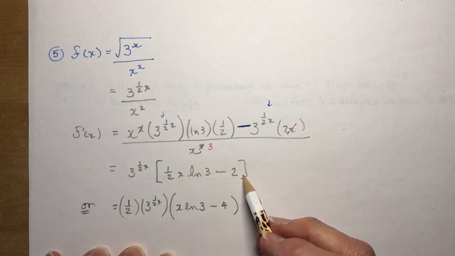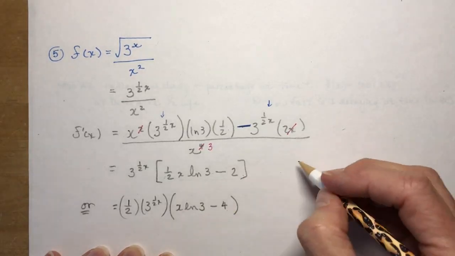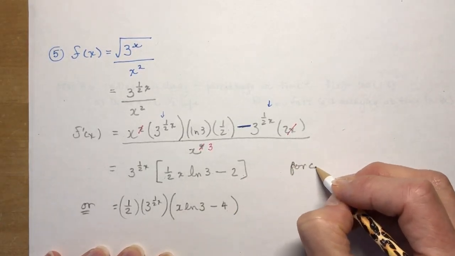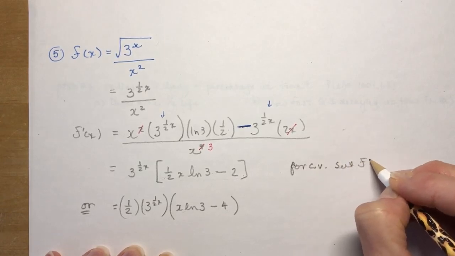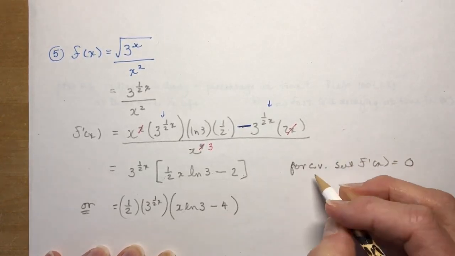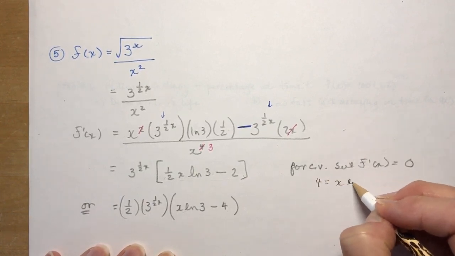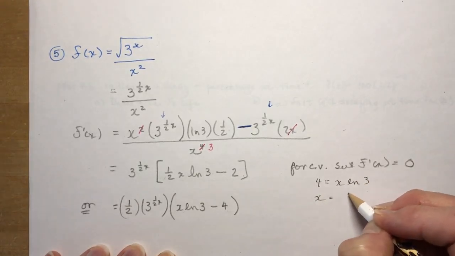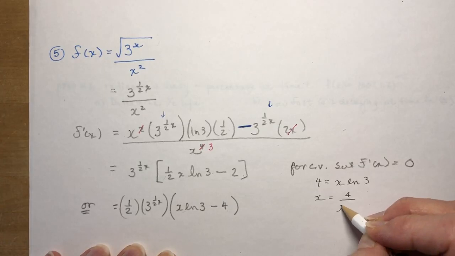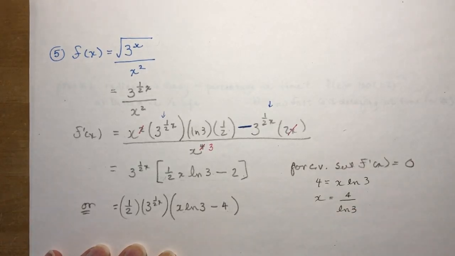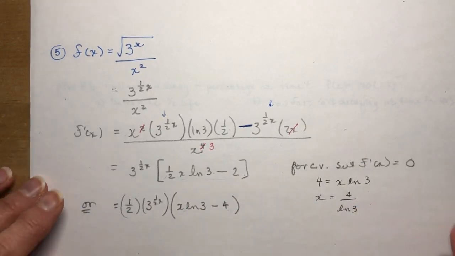If you didn't take that half out and you had to set this to 0, you would still get the same solution, right? So if I want to solve for this, I'd say for critical values, don't forget, set f prime x equal to 0. Hopefully when you're doing your tests, you hear my voice telling you to do this, right? 4 is equal to x ln 3. So x is equal to 4 divided by the ln of 3. Okay, so that was example 5, and everything looks good.